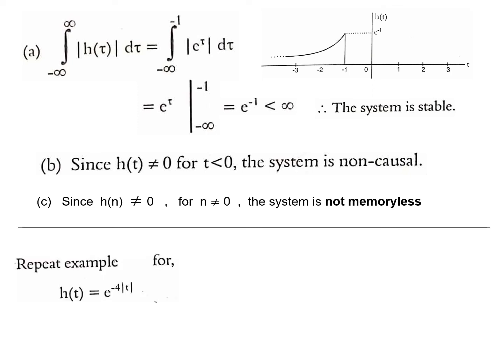Okay, now see this signal. It's a very peculiar signal, no? h of t is equal to e power of minus 4 modulus of t. What is the meaning of this signal? Minus 4 modulus of t.